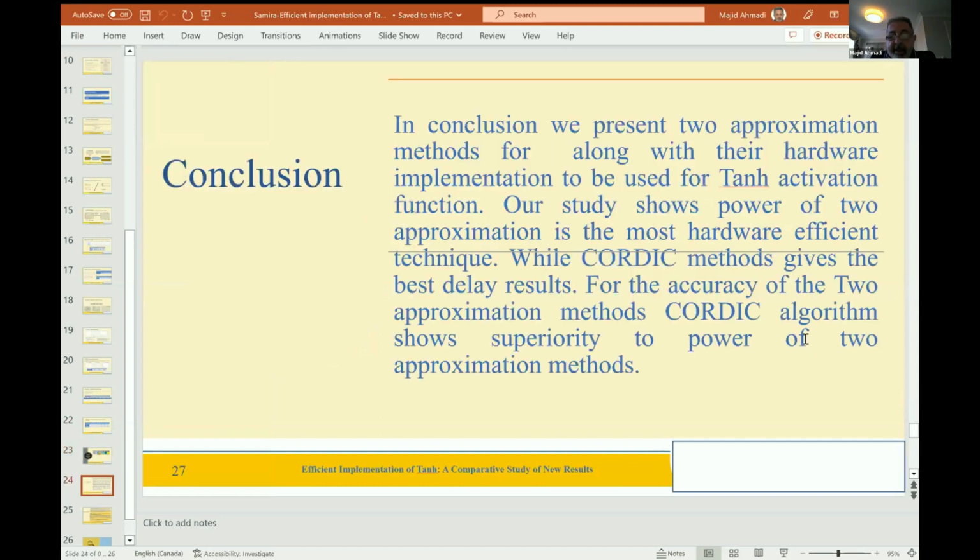In conclusion, we have presented 2 approximation methods for hardware implementation of the hyperbolic tangent activation function. Our study shows that the power of 2 approximation is the most hardware efficient technique, while the CORDIC method gives the best result in terms of accuracy. The CORDIC algorithm shows superiority to the power of 2 approximation method.